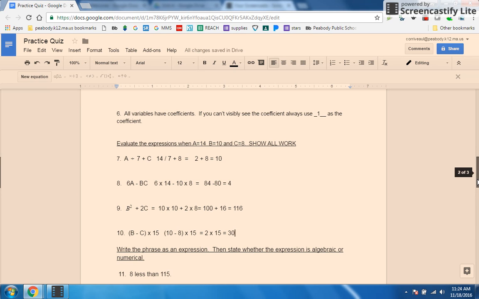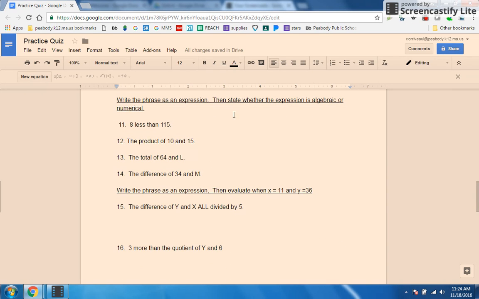Check those, see how you did. The next one, you need to write the phrase as an expression and then tell me whether it's algebraic or numerical. So 8 less than 15, less than is your key phrase, which means subtract. When it's saying 8 less than 15, that means you were taking away the 8. So order matters. It has to be 15 minus 8, which is numerical because they're only numbers. Product of 10 and 15.